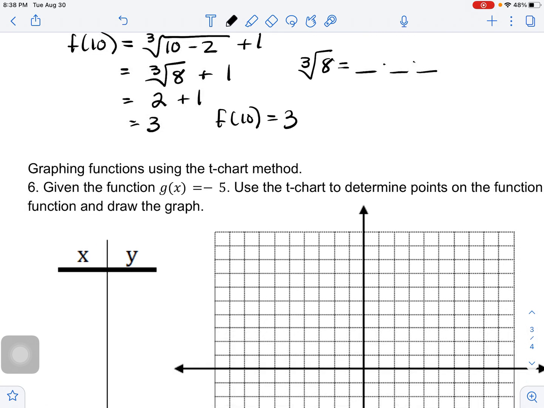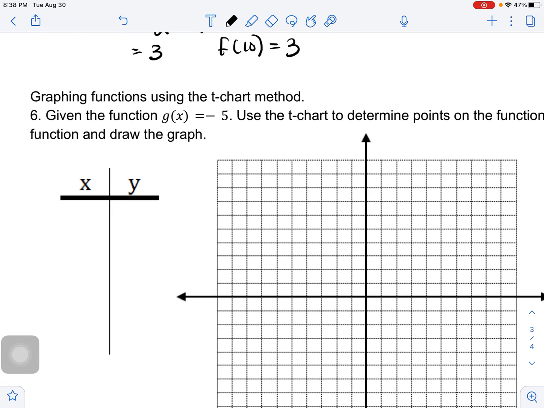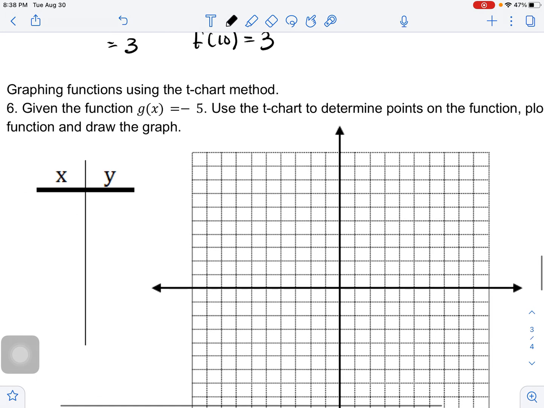All right, so now that we learned how to evaluate functions, let's use that to actually create a graph of the function. So you see here a picture of a t-chart. This is called a t-chart and a graph. And our first function that we're going to graph is g of x equals -5. Notice I'm not naming it with f of x. We can name a function whatever we want to.